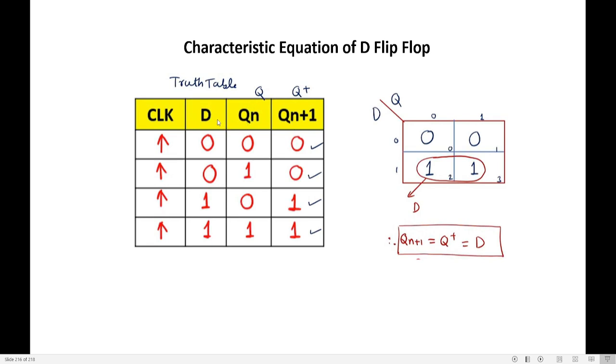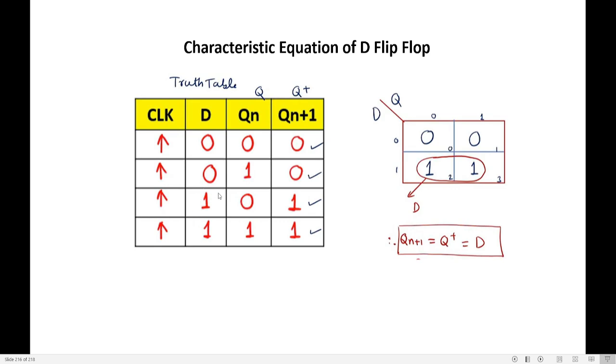So input is D because the flip-flop is D flip-flop. Input is D, present state is Qn. So what would be the next state? So it is two inputs. So 0, 0, 0, 1, 1, 0 and 1, 1. So what D flip-flop does is if input is 0, output is also 0.